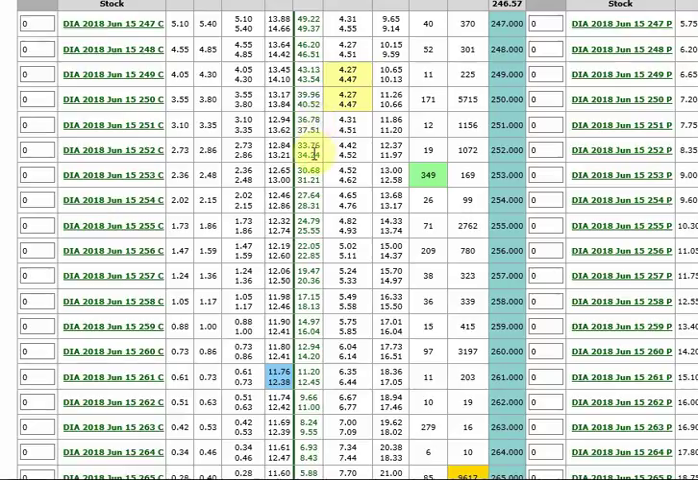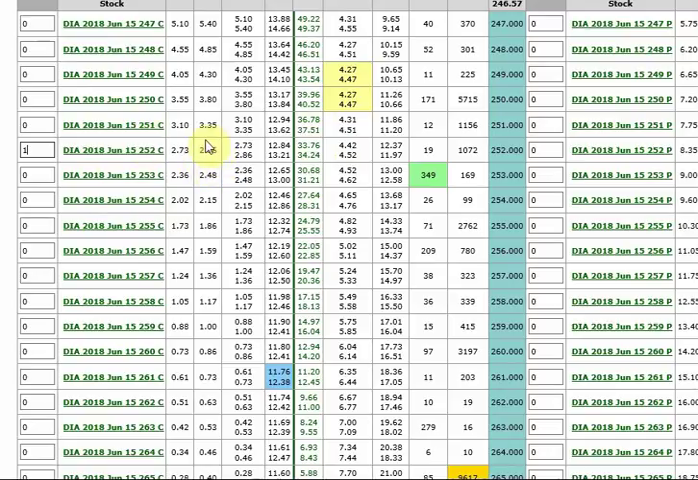So I'm just going to arbitrarily pick this one here, the 252 call for June 15th. That's going to cost me $286 per contract. This is per option, but you don't trade one option. You have to multiply that times 100.